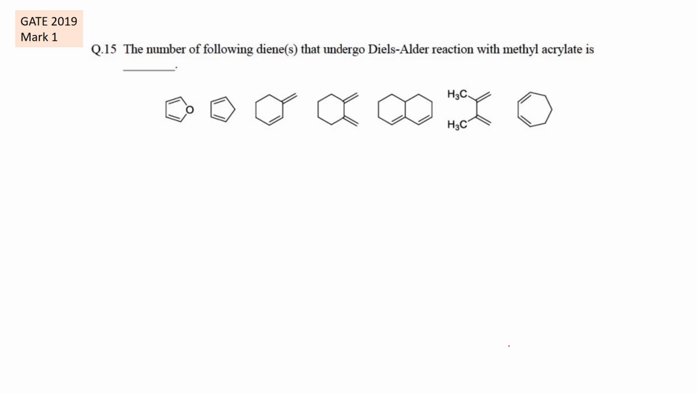Based on that, there was one question in GATE 2019. The number of following dienes that undergo Diels-Alder reaction with methyl acrylate. What is methyl acrylate? So methyl acrylate is this one.